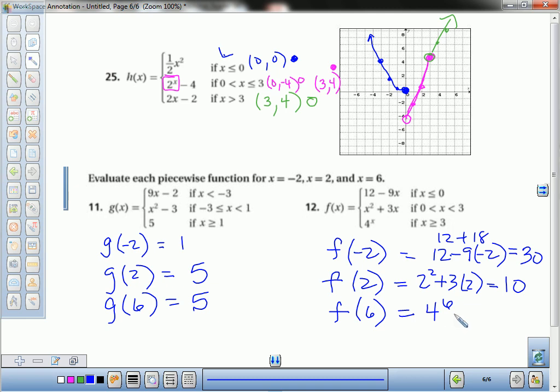Okay, so you get an extra day on yesterday's worksheet. Today's may actually help yesterday's make more sense. Today I'm giving you the graph and we're coming up with the equation.